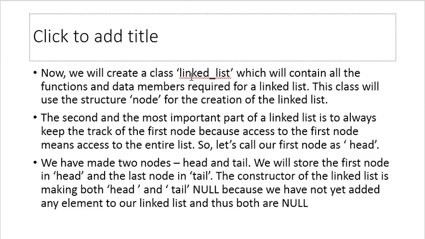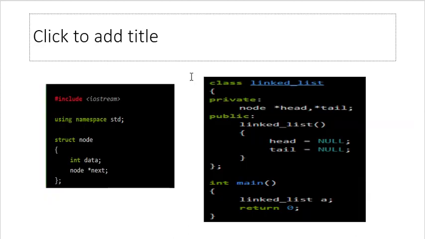The constructor of the linked list is making both head and tail null, because we have not yet added any element to our linked list, thus both are null. For example, if in the start you are creating a linked list and you have no nodes, then head and tail will be assigned a null.